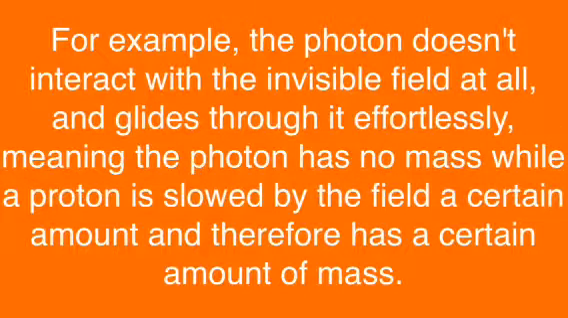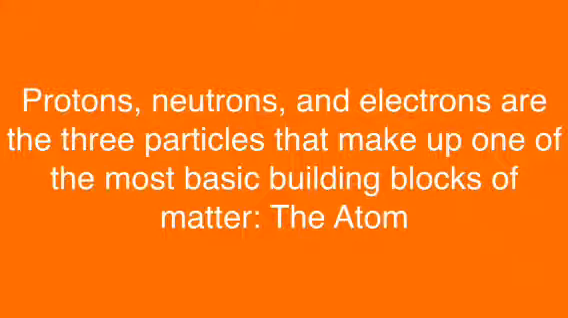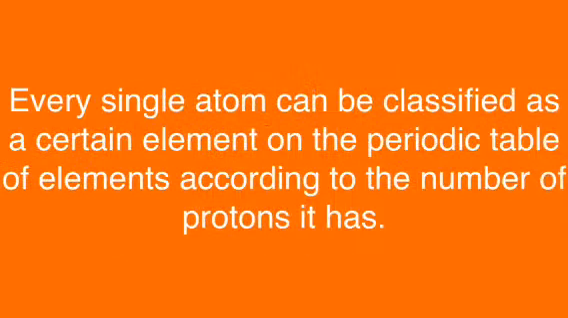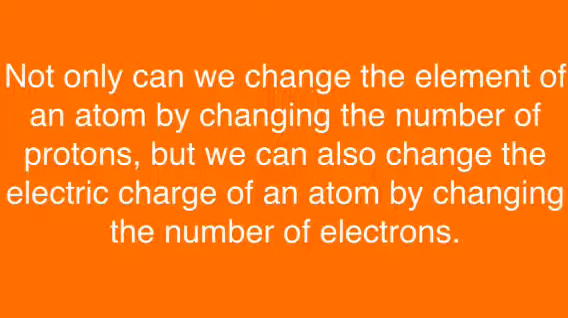Protons, neutrons, and electrons are the three particles that make up one of the most basic building blocks of matter, the atom. The center of the atom, called the nucleus, is made up of a certain number of protons and neutrons. Much smaller particles called electrons will often orbit the nucleus of an atom. Every single atom can be classified as a certain element on the periodic table of elements according to the number of protons it has.